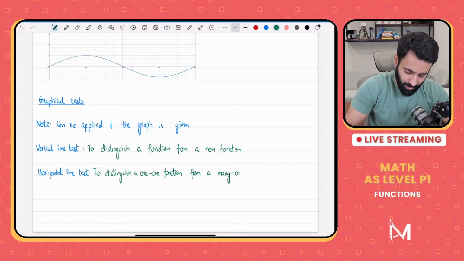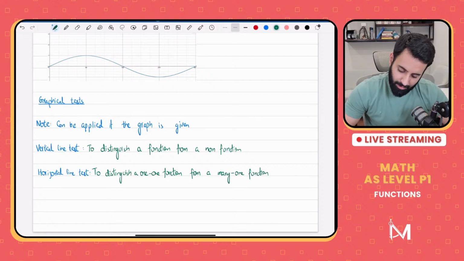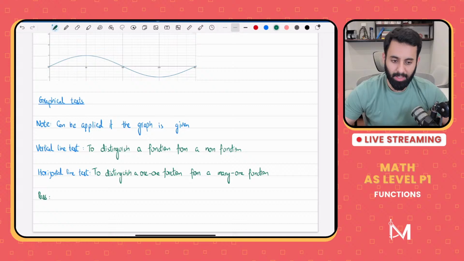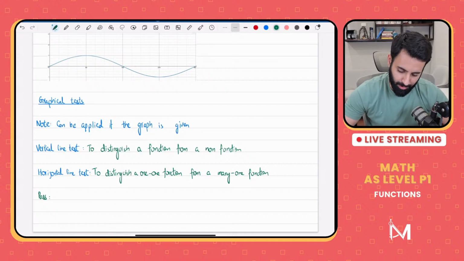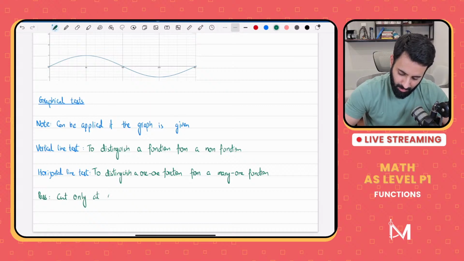That's what it's for: to tell a one-to-one function from a many-to-one function. Then the question is, what's the pass and fail condition? It's a test, right? So a test could be a pass or a fail. Pass is when it cuts only at one point. So if a line cuts only at one point, that means it passes the test.